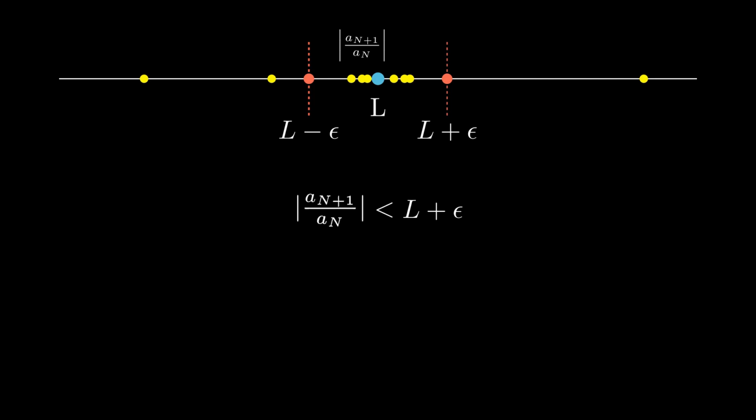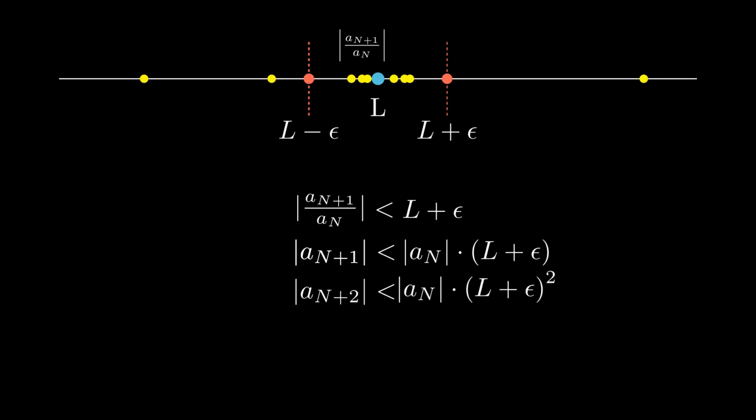So the N plus first term is bound in magnitude by the absolute value of the Nth term times L plus epsilon. Then we can say the same thing about the absolute value of a sub big N plus 2 over a sub big N plus 1. And this means that the big N plus second term is smaller in magnitude than the big N plus first term times L plus epsilon. So it's less than the big Nth term times L plus epsilon squared, and so on. If we wanted to be super careful, we could prove by induction that this pattern holds, but I think this is pretty clear.